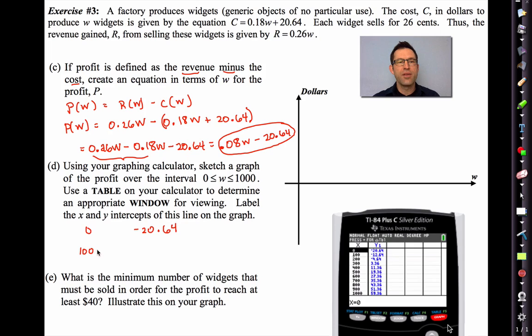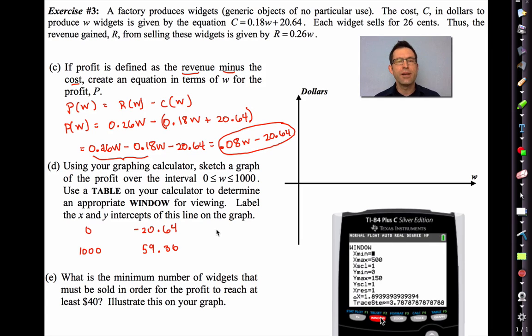And then if I go down in the table a bit, go all the way to 1,000, what I end up seeing is an output of 59.36. So this helps me think about what my y window should be. I shouldn't necessarily have it go from here to here, but it's got to include those. So let's pop into the window. All right. Again, our x-min and our x-max are not in question. They're 0 and 1,000, so let's put those in. Of course, our x-min's already 0. But our x-max, let's put that as 1,000.